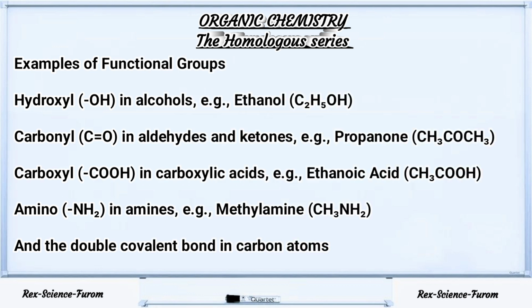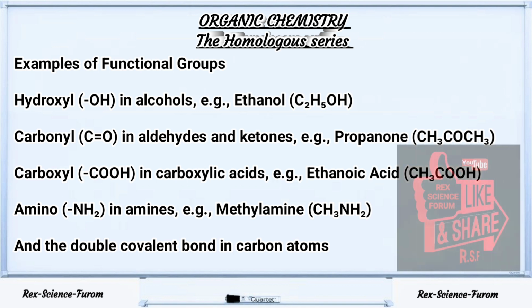Examples of functional groups: hydroxyl OH in alcohols, example ethanol C2H5OH. Carbonyl CO in aldehydes and ketones, example propanone CH3COCH3. Carboxyl COOH in carboxylic acids, example ethanoic acid CH3COOH. Amino NH2 in amines, example methylamine CH3NH2. And the double covalent bonded carbon atoms.